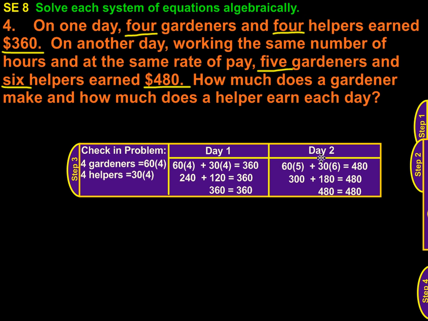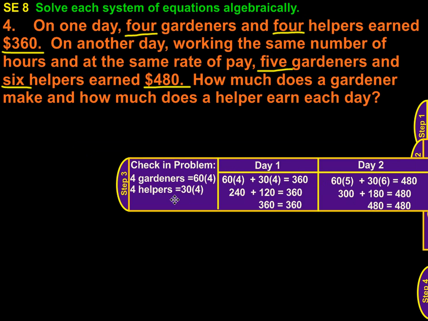For day 2, we had 5 gardeners and 6 helpers. So that's going to be 60 times 5 and 30 times 6. And that should all equal 480. 60 times 5 is 300, plus 30 times 6 is 180. That should equal 480, and 300 plus 180 does in fact equal 480. So my check for day 2 works out.